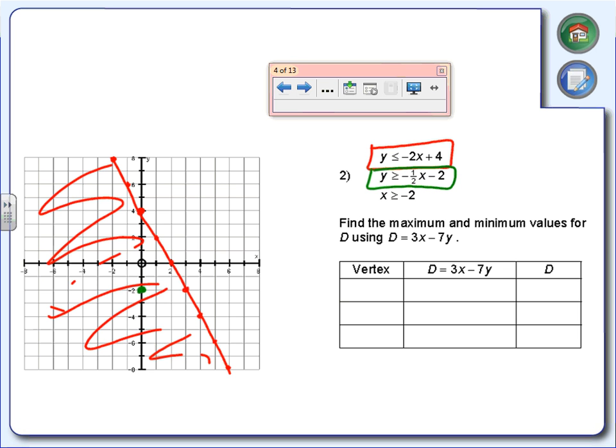The slope is negative 1/2, so we're going to go down 1, 2 to the right, down 1, 2 to the right, down 1, 2 to the right. I want to get some more points over here, so I'm going to reverse the pattern. I'm going to go up 1, 2 to the left, up 1, 2 to the left.